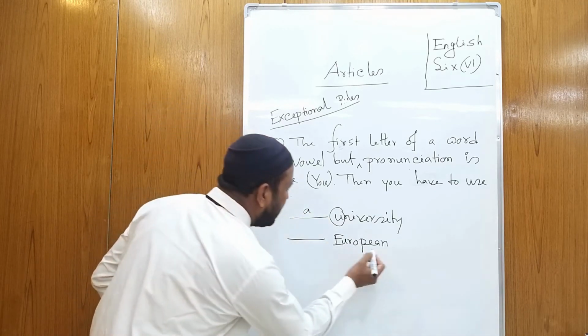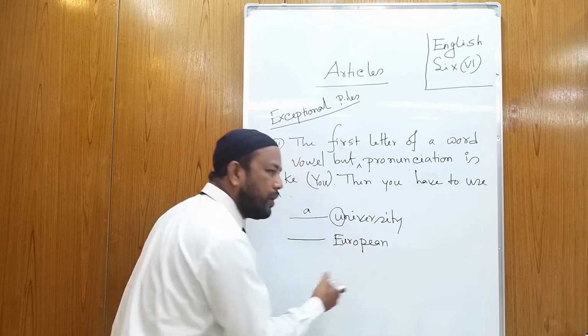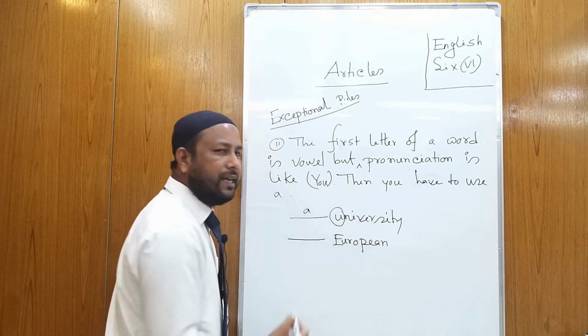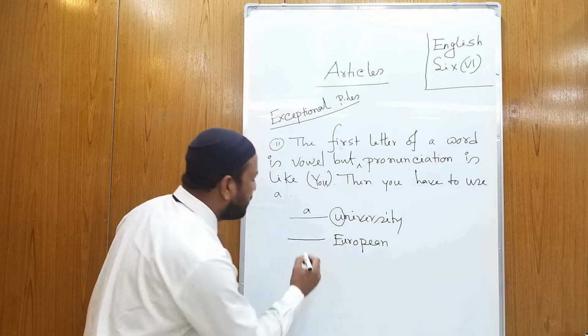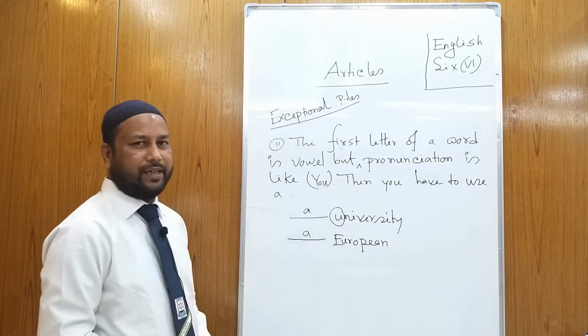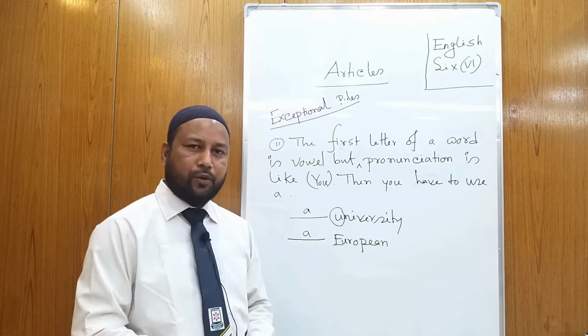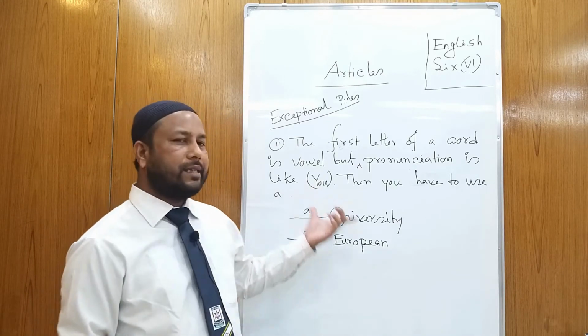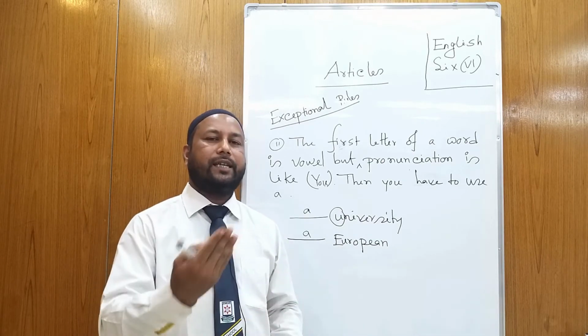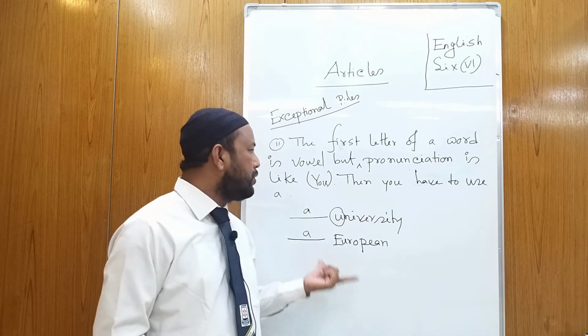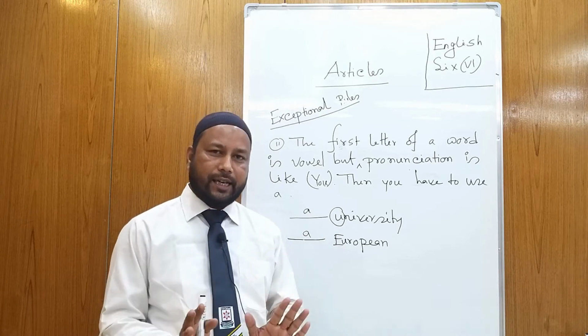Similarly, in the word European, if you pronounce European, automatically the "yoo" sound comes to you. That's why we cannot use "an". You have to use "a". I will just repeat the rule again. If the word starts with any kind of vowel, but the pronunciation is like "yoo", then you have to use "a", not "an". I think it is clear to all of you.